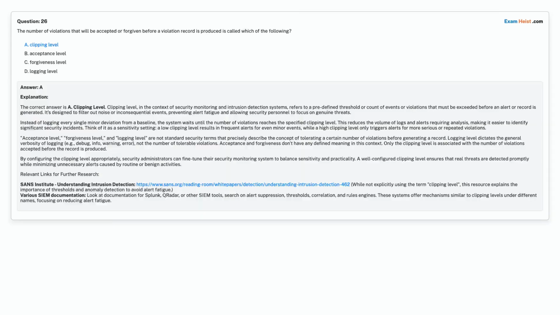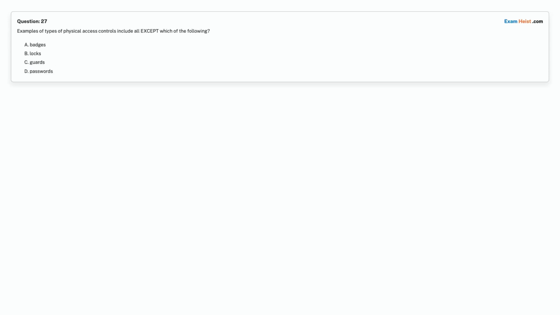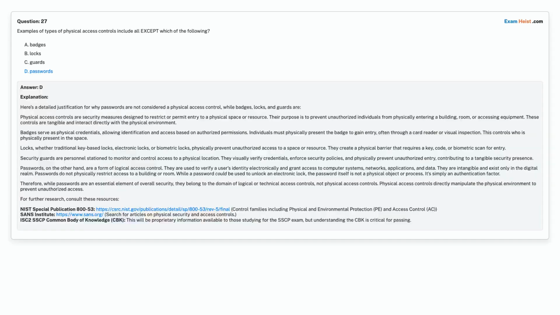Correct answer is option A. Clipping level. Question 27. Examples of types of physical access controls include all except which of the following? Option A. Badges. Option B. Locks. Option C. Guards. Option D. Passwords. Choose the correct answer. Correct answer is option D. Passwords.